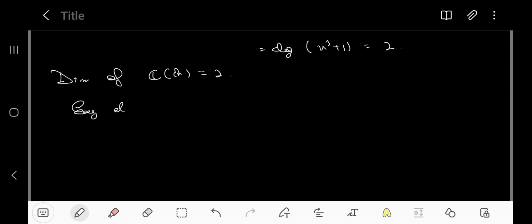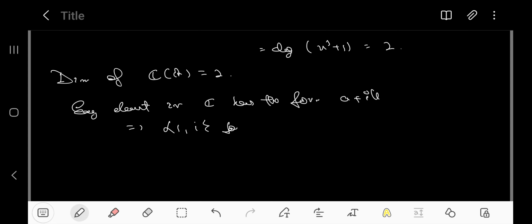Okay, so obviously the dimension of the vector space C over R is nothing but 2. Moreover, we have noticed that every element in C has the form a plus ib. So that implies this set {1, i} forms a basis of the vector space C over R. Clear? Okay.